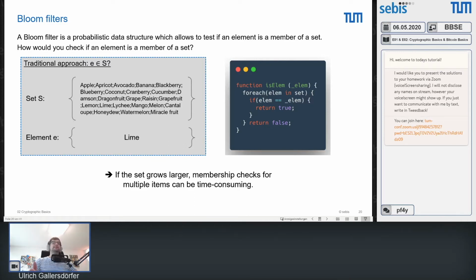So a Bloom filter is a probabilistic data structure which allows us to test if an element is a member of a set. And usually that's a very simple task. You have a set S in here, some fruits, and you have an element, and you want to check if this element is in this set. That's quite easy. Not too important how it's exactly implemented, there are experts on how you create an optimal function for that. But basically, the larger the set gets, the more computationally inefficient it is to search through the complete set and check if your element is in there or not.